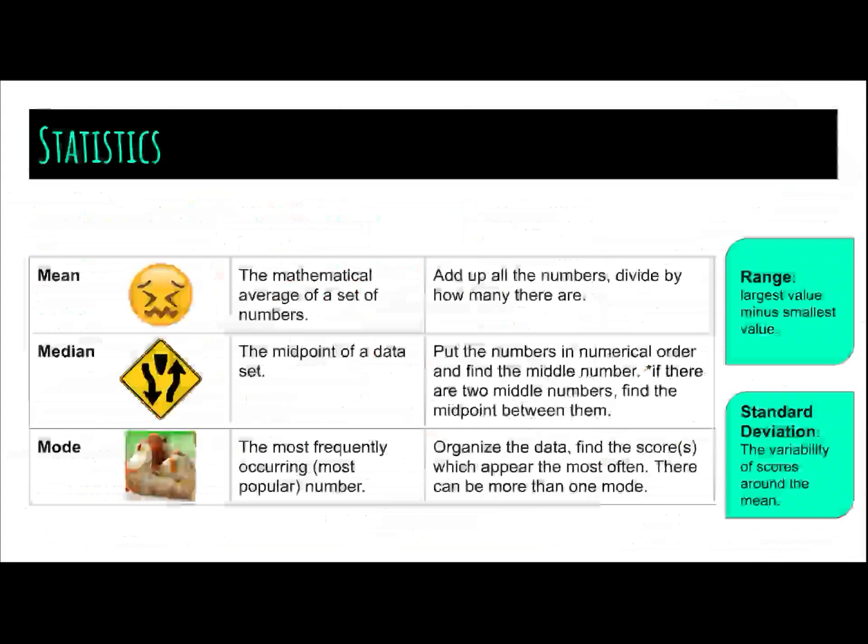Now we'll talk about statistics a little bit. Don't worry, we don't have to do any math. We're just going to talk about the difference between mean, median, and mode, which are all ways of describing data.